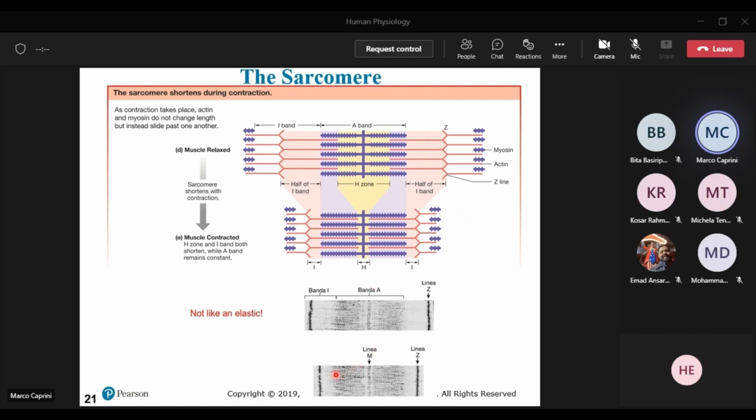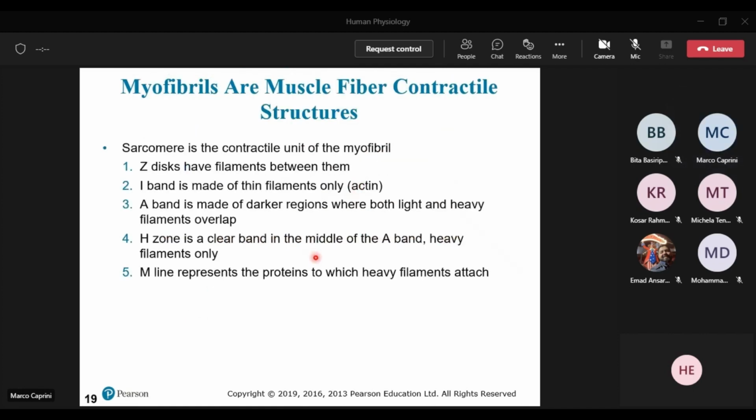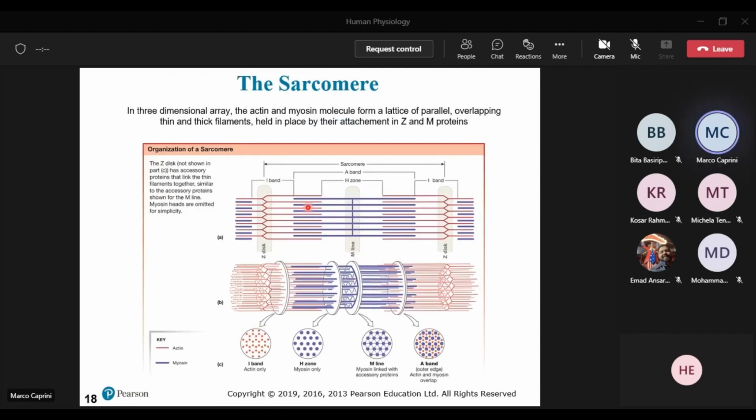Okay? So here you can see a non-contracted muscle, and here a contracted muscle. The A band has the same dimension, but the I band is smaller after the contraction. Why? Because the actin and the myosin slide one into the other. The A band remains the same.